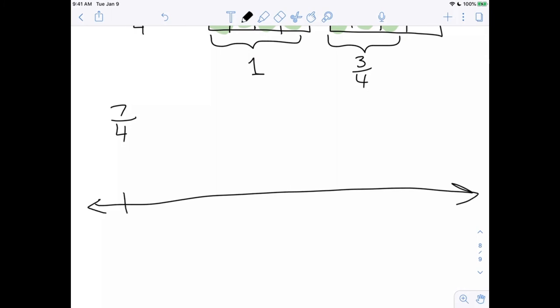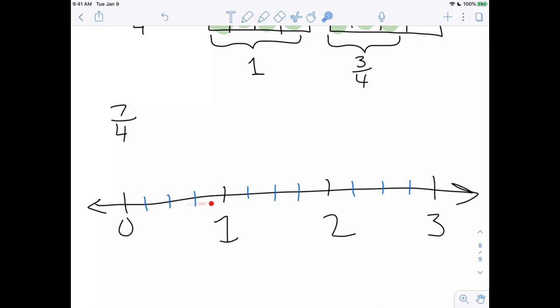All right, so there's my 0. There's my 1. There's my 2. I can even fit in a 3 right here, can't I? And then that 7/4, remember that 4 means each whole is cut into 4 equal-sized pieces. I only need 3 lines to do that, because it creates 1, 2, 3, 4 pieces. And let's repeat that process over here, and heck, we can even do that right here.